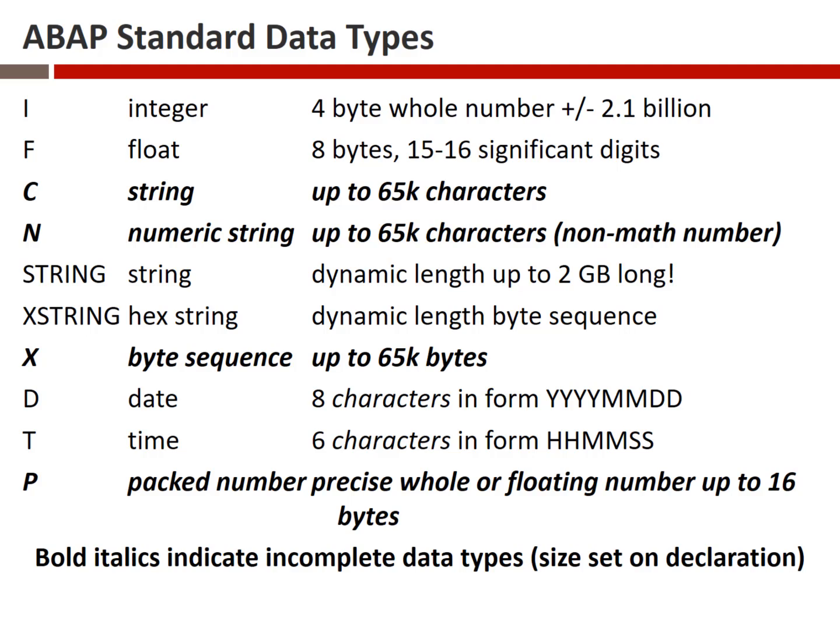A packed number is a precise number, could be a whole number, could be a floating point number, up to 16 bytes in length. Notice this is an incomplete data type, so I'm going to have to declare what size it is. Now, the sizing rules for packed numbers are really interesting, but before I go through them, let me explain to you why I need packed numbers.